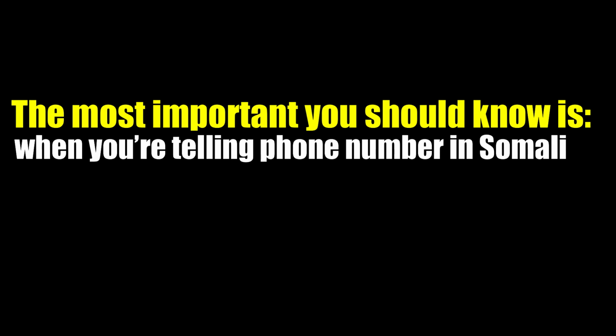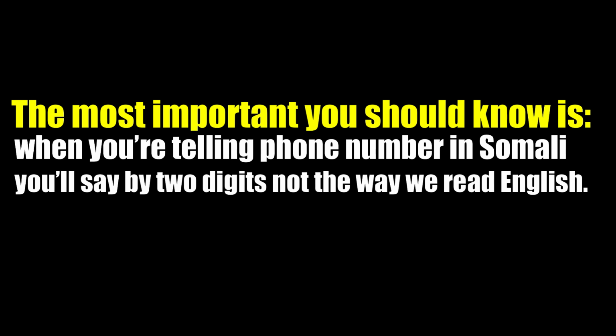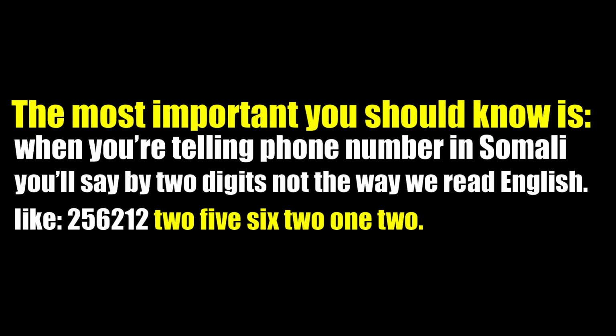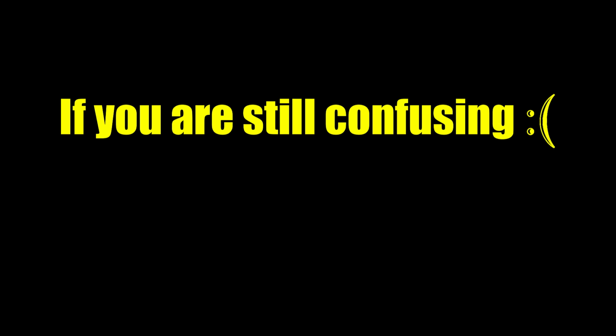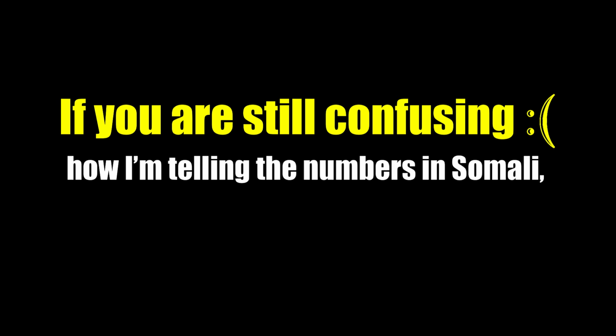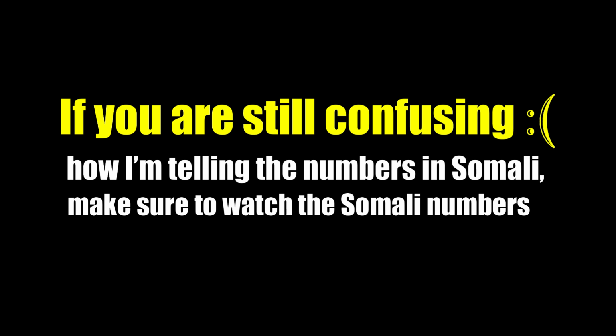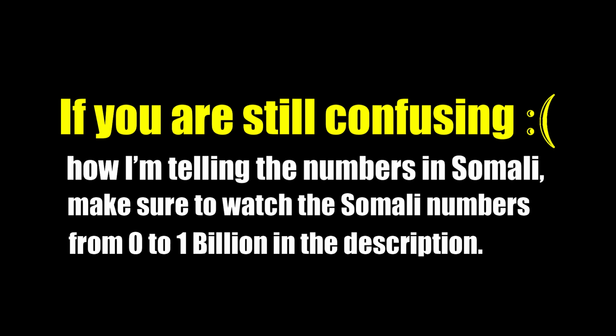The most important thing you should know is that when you're telling a phone number in Somali, you will say it by 2 digits, not the way we read in English, like 256212. In Somali we read by 2 digits, 256212. If you're still confused about how I'm telling the numbers in Somali, make sure to watch the Somali numbers from 0 to 1 billion in the description.